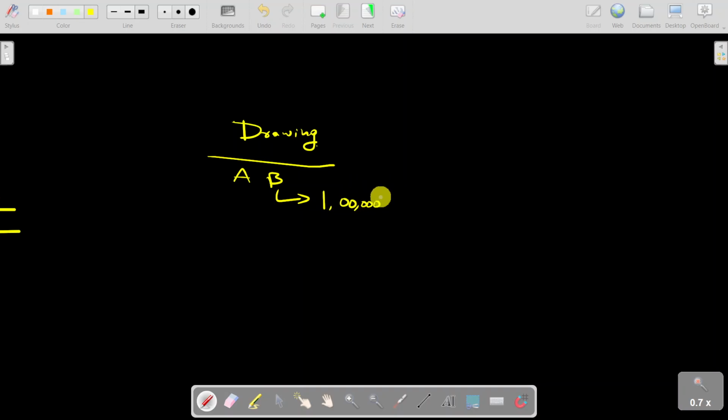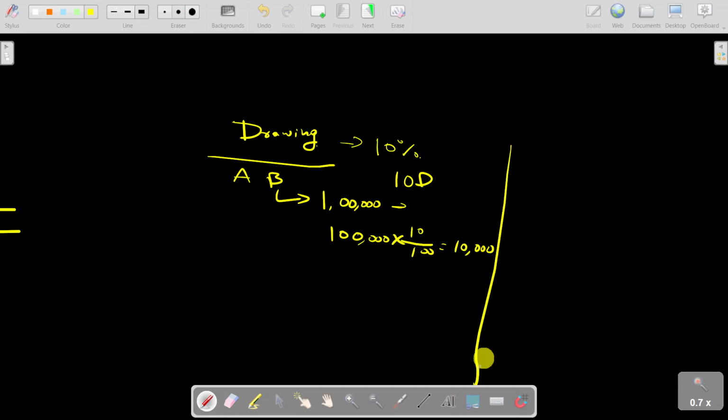If interest on drawings is 10%, then how much interest on drawings will be? Interest on drawings will be 1 lakh into 10% on 1 lakh, 10,000. Right? This is the interest on drawings.